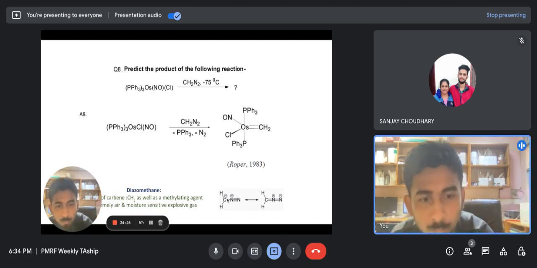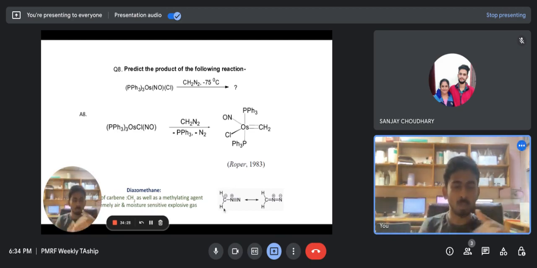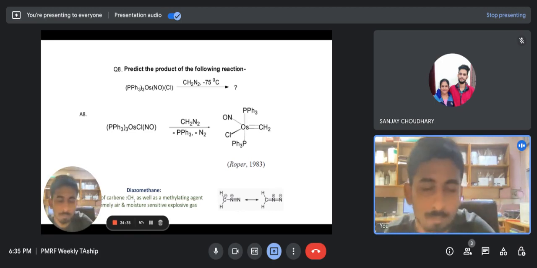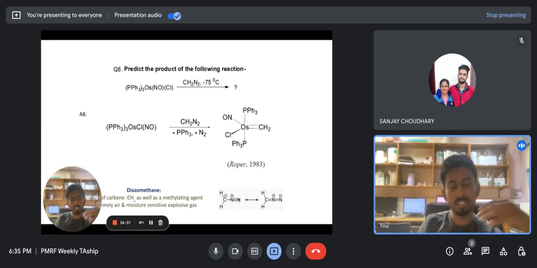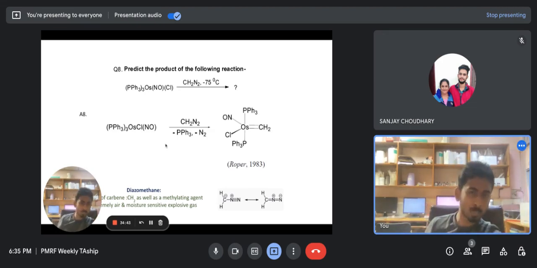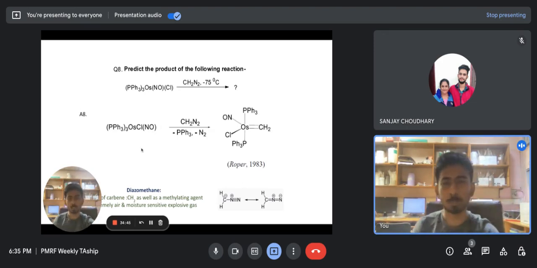So any nucleophile will be dragged towards this carbene, and this CH2 will be attacked, with the concomitant release of nitrogen, a neutral moiety. That's why CH2N2 is very much explosive, moisture and air sensitive, and should be handled with utmost care. So what happens when this OsCl(NO)(PPh3)3 compound is treated with CH2N2?